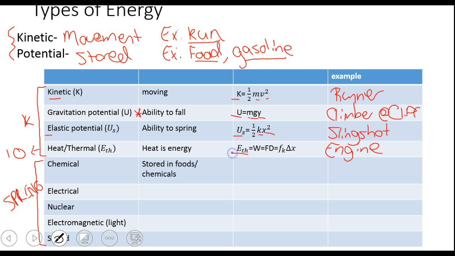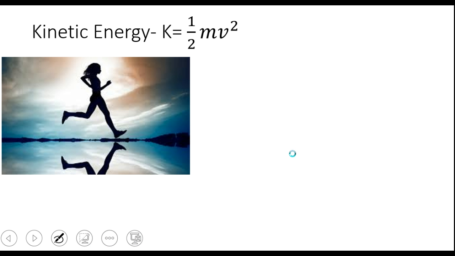Thermal energy is equal to work, which is equal to force times distance, which is equal to the coefficient of kinetic friction. Ooh, that's an old one. And you're going to have to go back to chapter 4 or 5 for that one. And then delta x is change in position. All right, so let's go through some examples.